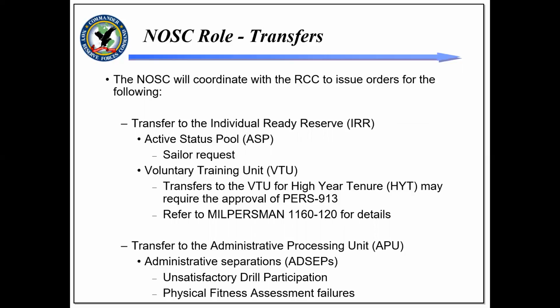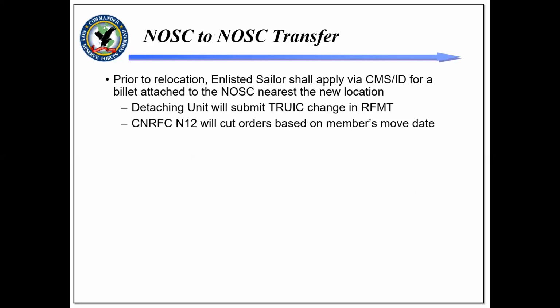NOSC role. Transfers. The NOSC will coordinate with the RCC to issue orders for the following. Transfer to Individual Ready Reserve. Active Status Pool, ASP, which is the sailor's request, and Voluntary Training Unit, VTU. Transfers to the VTU for high-year tenure may require an approval from PERS 913. Refer to MILPERSMAN 1160, Tech 120 for details. Transfer to the Administrative Processing Unit, APU. Those are administrative separations, ADSEPs, unsatisfactory drill participation, and physical fitness assessment failures.